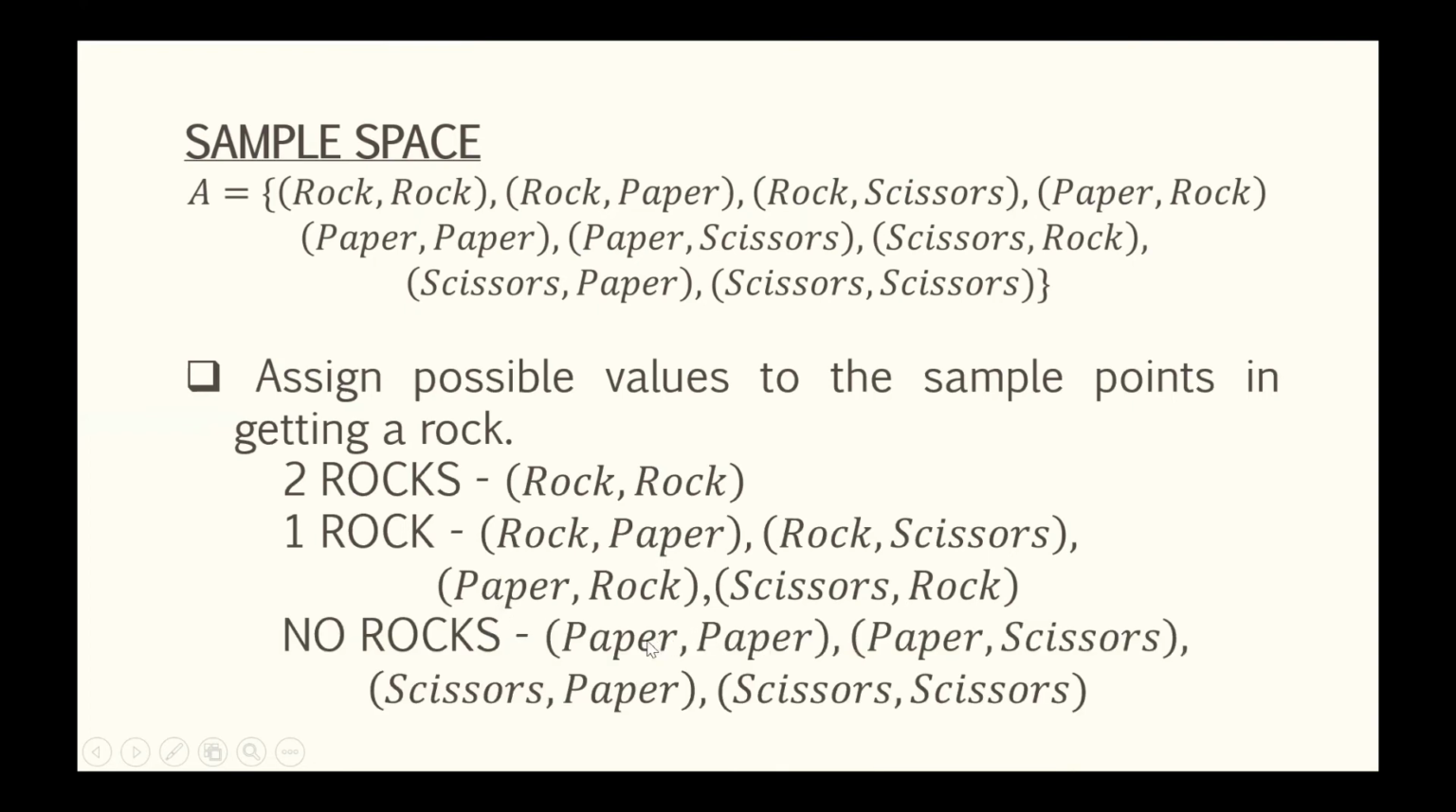That is from the outcomes paper, paper; paper, scissors; scissors, paper; scissors, scissors. So from here in the sample space, there are 1, 2, 3, 4, 5, 6, 7, 8, 9. There are 9 outcomes. So the possible values in getting the number of rocks are 0, 1, 2.